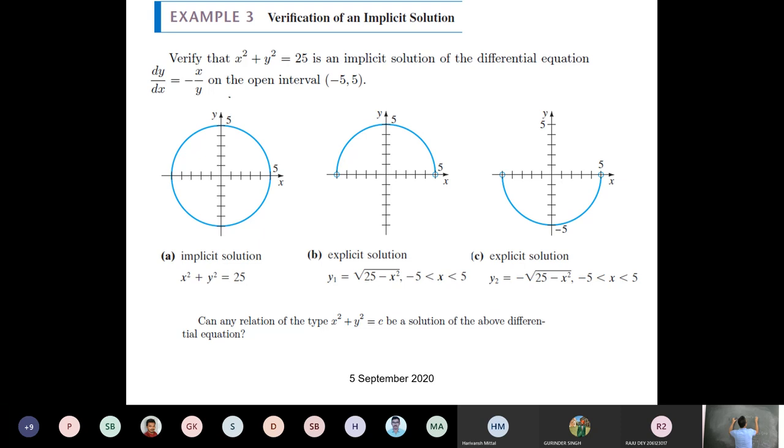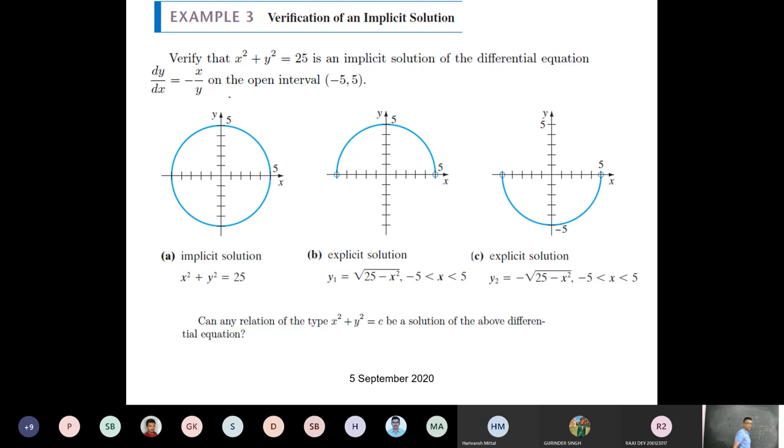If I differentiate it, then you know that 2x plus 2y dy/dx equal to 0. So from here you get dy/dx equal to minus x by y. Now you can see that x squared plus y squared equal to 25 can be simply written as something like phi(x, y, C) equal to 0. Because from here I can easily write y equal to plus minus square root of 25 minus x squared. But in some cases, it may not be easier to find the explicit expression for this solution.